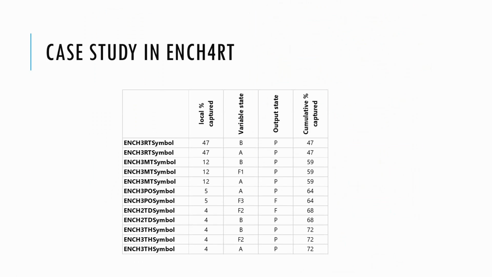Let's try with some real data now. So let's do the identification tree setup here. And so we are trying to predict ENCH4RT, which is the fourth year reactors course. And when we run that against the data in the system, we find that it tells us the most important course to consider is 3RT, and that makes a kind of conceptual sense to us.